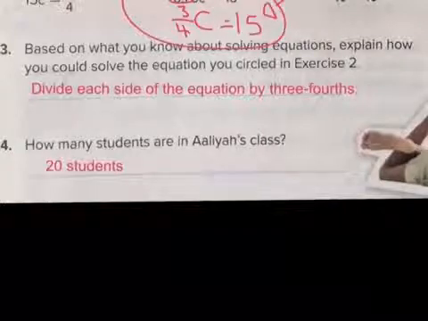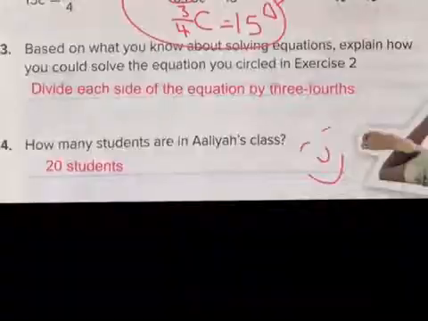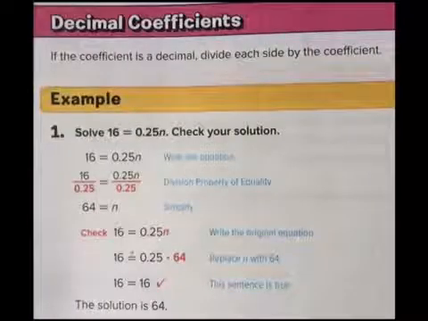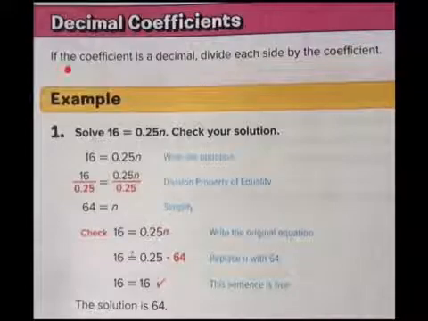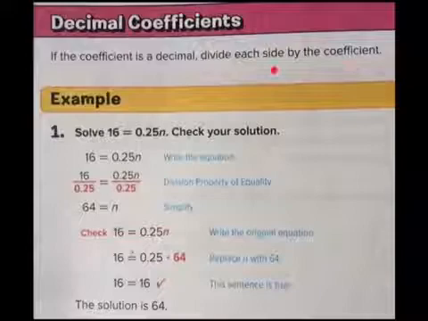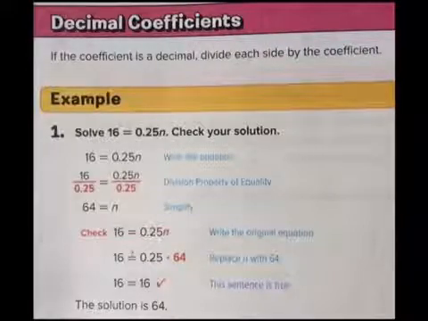Okay, boys and girls, let's do the first little key answer right there. So in the first one the coefficient was a decimal or a fraction, 3/4, right? So if the coefficient is a decimal, divide each side by the coefficient. So you would divide both sides to get the coefficient out. Here's an example, example 1.